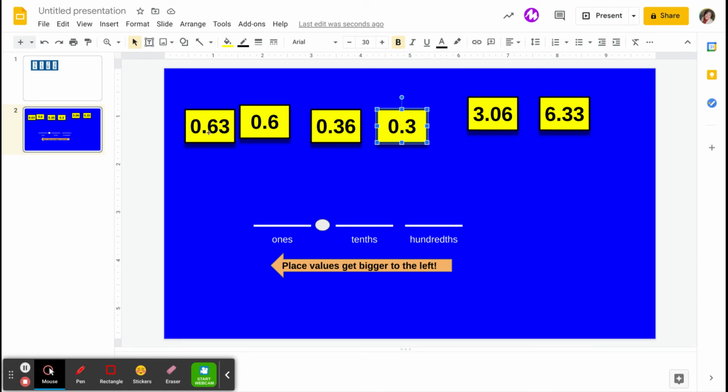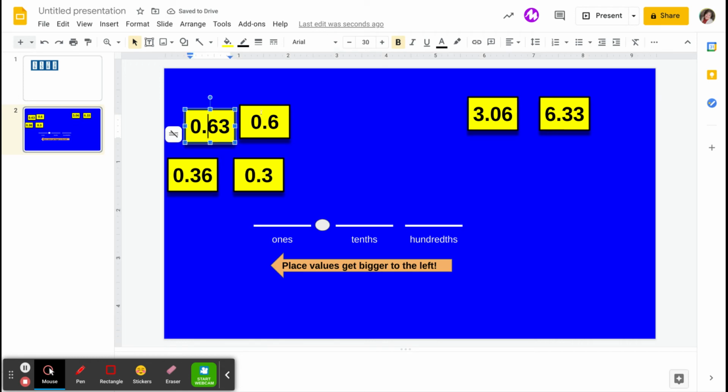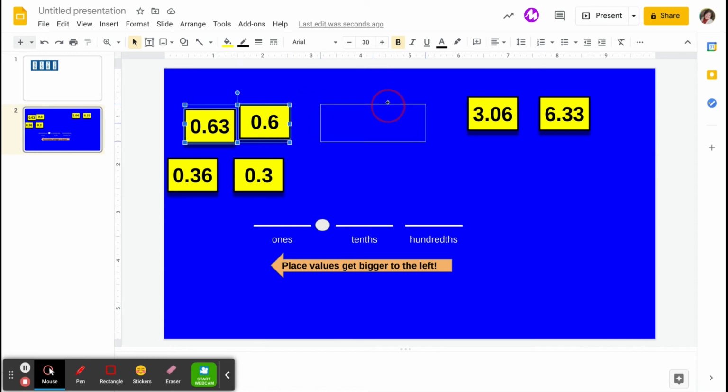So let's see if we can compare them based on the digit in their tenths place. Here I've got 6 tenths, and here I've got 6 tenths. Well, that doesn't help me. But look here, I've got 3 tenths and 3 tenths. Those are definitely smaller than numbers that have 6 tenths in it. So I'm going to grab those two decimals and move them down. And then I'll take my two that have a 6 in the tenths, and I'm going to move those up.